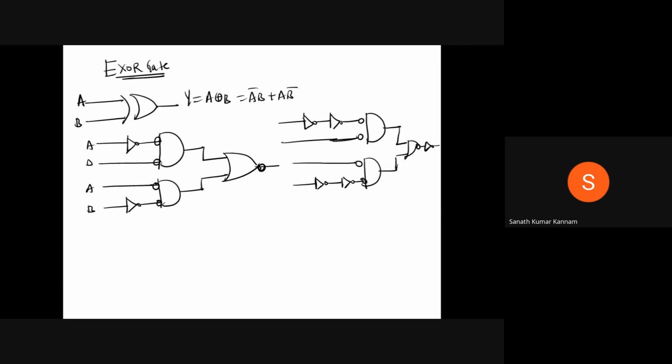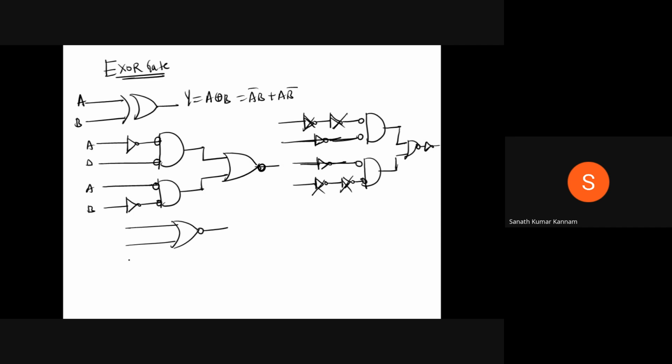Two inverters connected in cascade or in series cancel each other, and you can replace them with the equivalent gate. Bubbled AND is equal to what? NOR gate. And here, bubbled OR is equal to NAND gate. Here also I need to add the inverter.